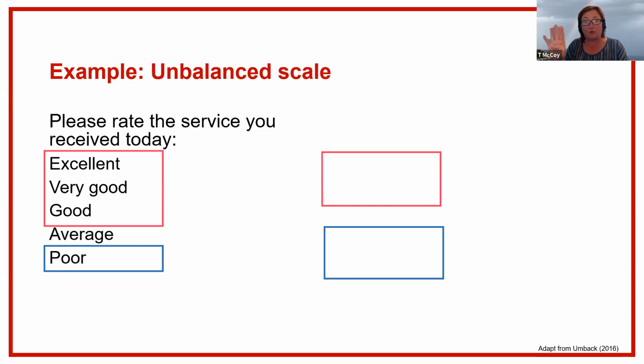I've really got 4 opportunities to say that the service was not bad, right? Or I've got 4 opportunities to say that the service was on that positive side of the scale. It was either excellent, very good, good, or average. There's only one poor, right? So it's like odds. The odds are in the favor that I'm going to give you a positive response, right? So let's look at it if it's a balanced scale.